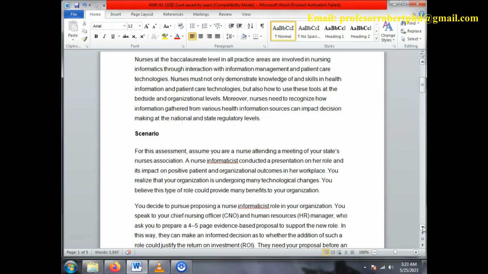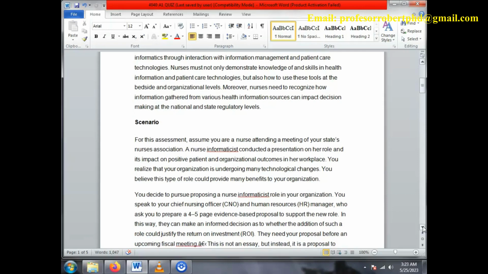Scenario. For this assessment, assume you are a nurse attending a meeting of your state's nurses association. A nurse informaticist conducted a presentation on her role and its impact on positive patient and organizational outcomes in her workplace. You realize that your organization is undergoing many technological changes. You believe this type of role could provide many benefits to your organization. You decide to pursue proposing a nurse informaticist role in your organization.